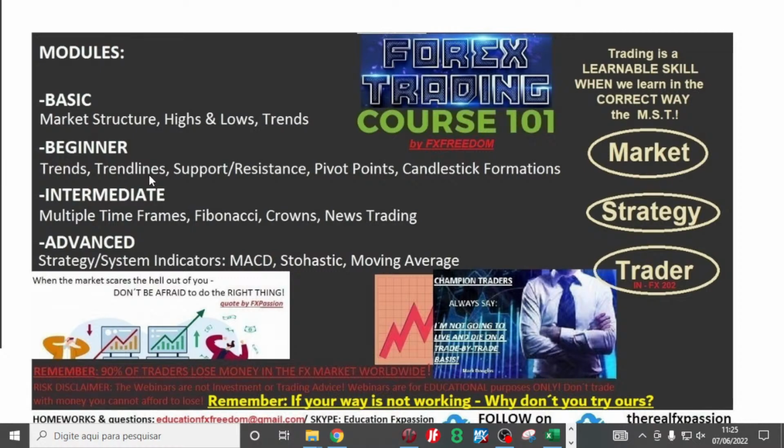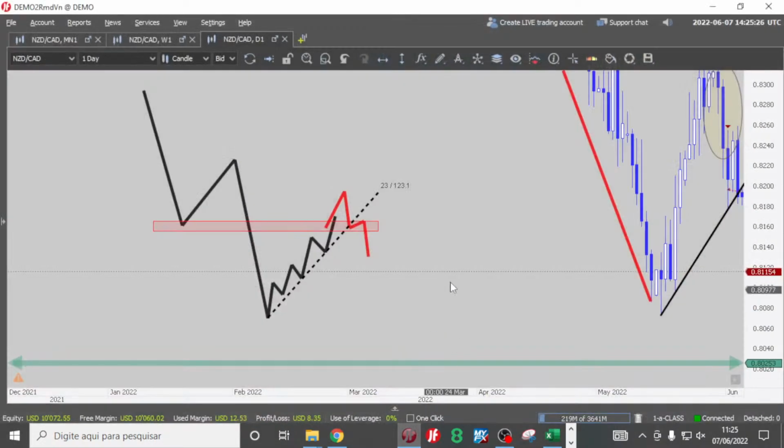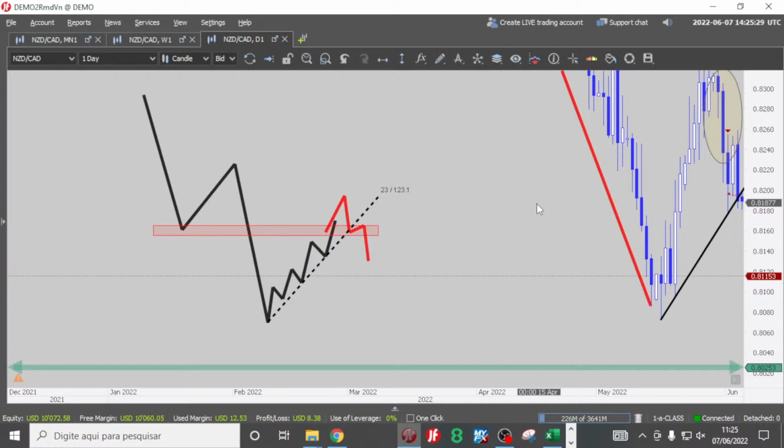If the market is all mixed up and you don't have a clue about market structure and trends, download the lesson and watch it over and over again. You're entering the market and you're losing trades most of the time? Download the lesson about support, resistance, pivot points and watch it over and over and over again. Make sense?